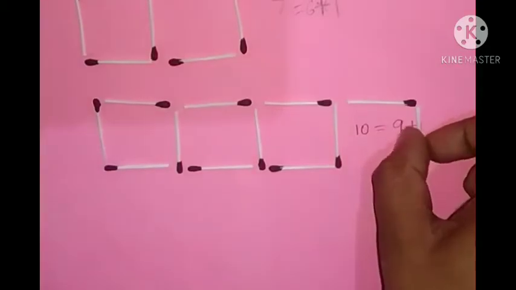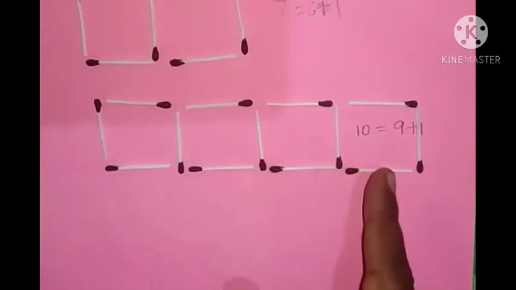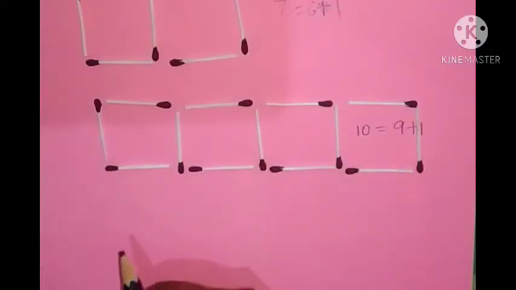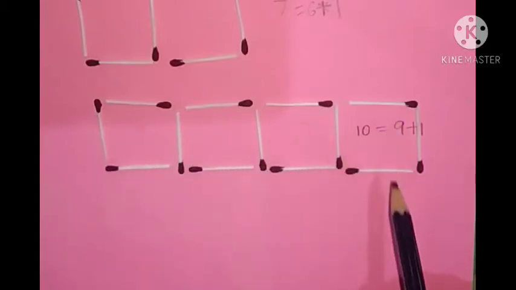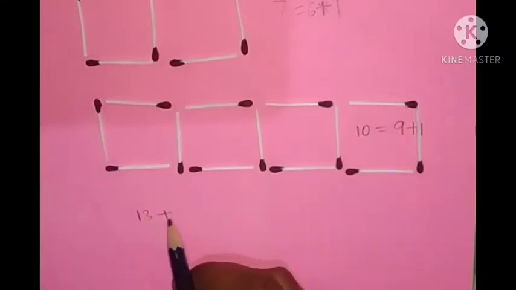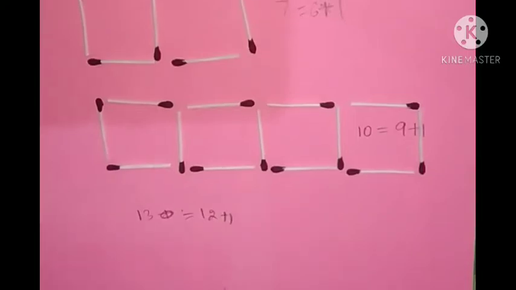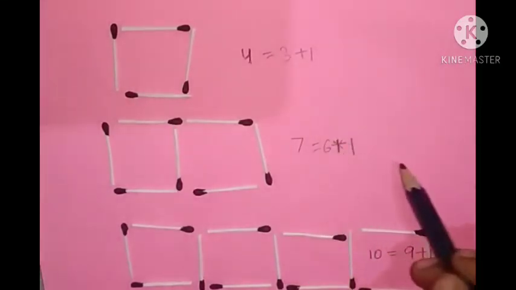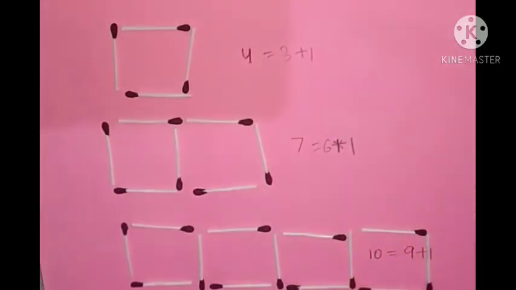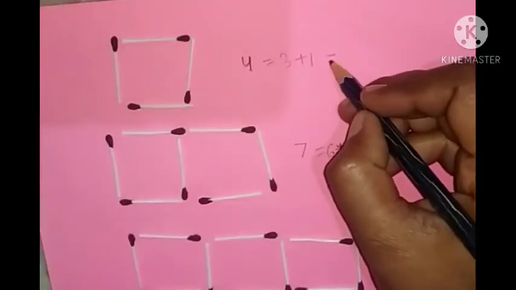Arrange these matchsticks like this. Then look how much you are getting. 1, 2, 3, 4 squares. And for 4 squares, how many sticks are there? 1, 2, 3, 4, 5, 6, 7, 8, 9, 10, 11, 12, 13. 13 sticks, 12 plus 1. So here you can see that we have the pattern 3 plus 1, 6 plus 1, 9 plus 1 and 12 plus 1.